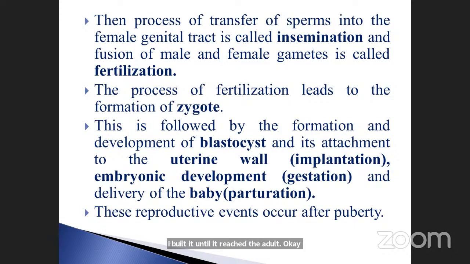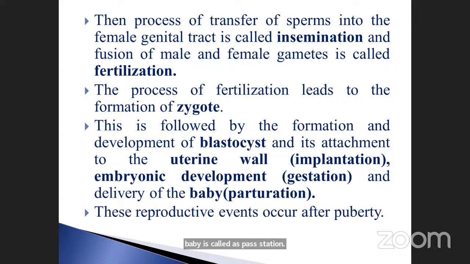That condition is called fertilization. The process of fertilization leads to the formation of the zygote. This is followed by the formation and development of the blastocyst and its attachment to the uterine wall, which is called implantation. Then comes embryonic development, called gestation, and delivery of the baby is called parturition. These are the processes which occur after fertilization.